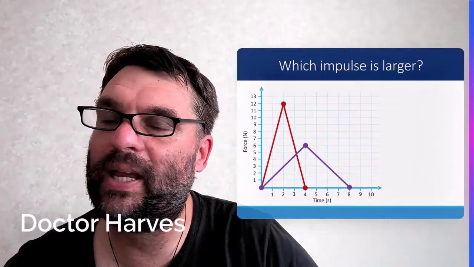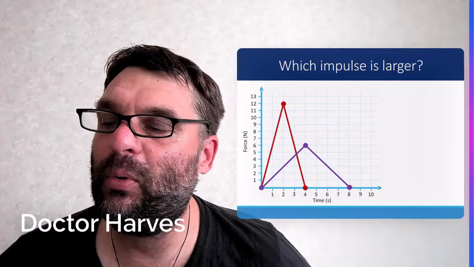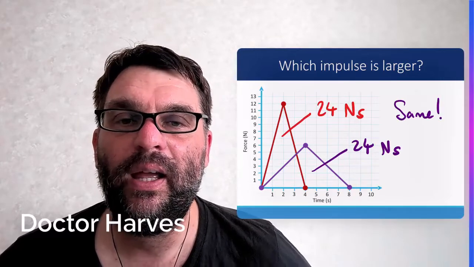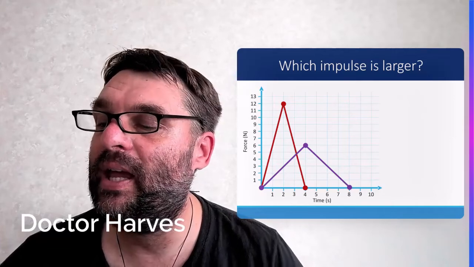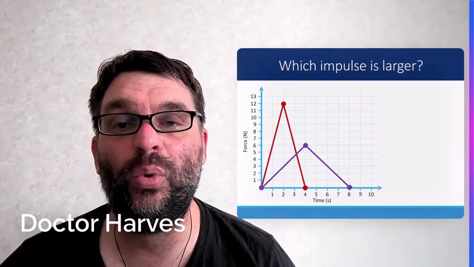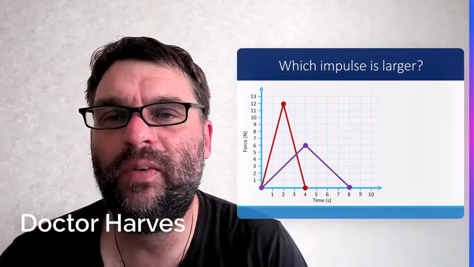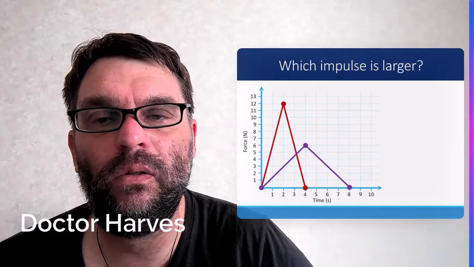So in this particular case, which impulse is larger? Well, you'll see from the area, both are actually the same, okay? Though the bottom one takes a lot more time in order to impart that force, which would be kind of analogous of crumple zones, say, in a vehicle.